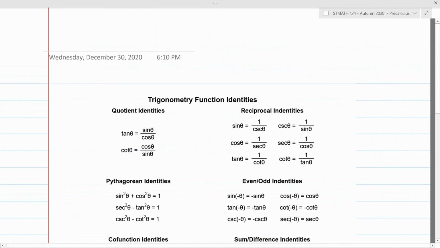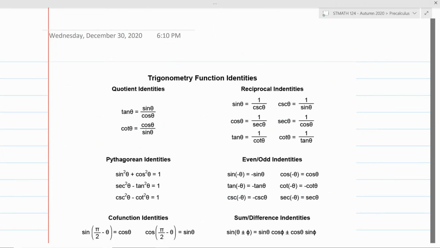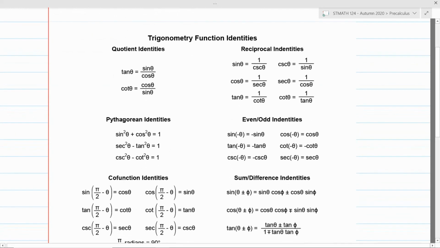Okay, so the last thing I'm going to leave you with is that if you had a trig class before, you know that there's a bunch of identities. These are equations that are true about trigonometric functions, and it doesn't matter what the input value is. For example, the Pythagorean identities are some big ones, especially that first one: sine squared of theta plus cosine squared of theta equals 1.